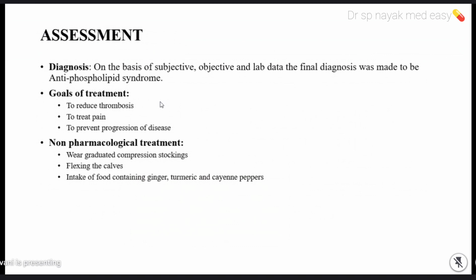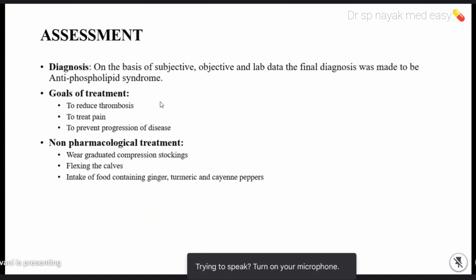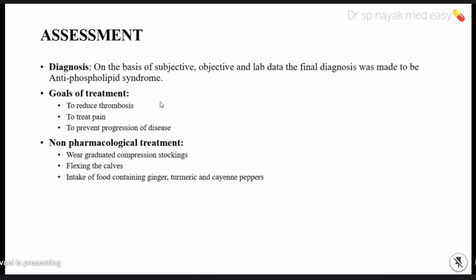Non-pharmacological treatment could be wearing graduated compression stockings, flexing the calves, and intake of food containing ginger, turmeric, and cayenne peppers. These food items are supposed to contain salicylates and salicylic acid, which could be used for blood thinning effect.